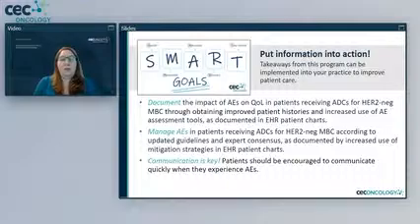And then, as I said, communication is key. Patients should be encouraged to communicate quickly when they experience AEs to the team so that the team can help them manage those AEs.